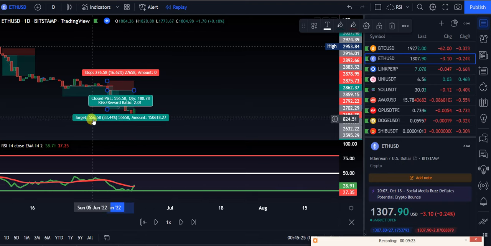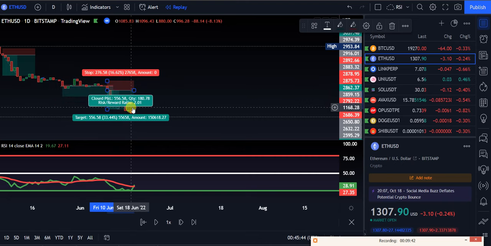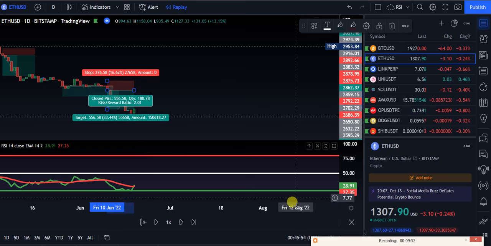gave us 556 points, or 33 bucks. And if you have a 50,000 account, that's about 15k, 16k profit. This was the Luna craziness. This was from June 13 all the way to June 19. In a week, you made 30% or $15,000. If you have more, even better.